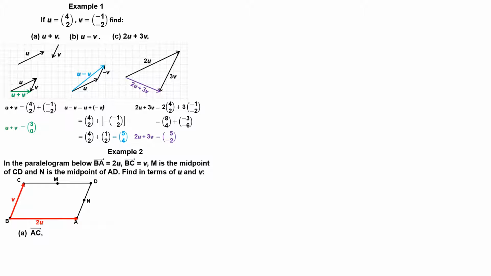We want a vector that starts at A and ends at C. AC is AD plus DC. The vector AD is the vector v. Adding the negative of the vector CD is the same as adding the vector DC. Vector DC is minus 2 times vector u.